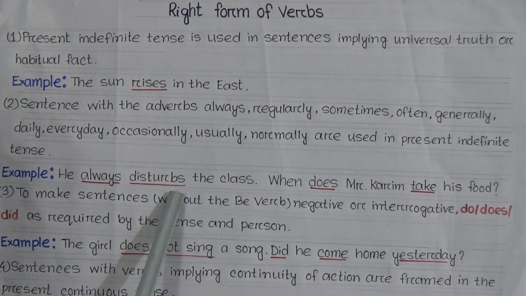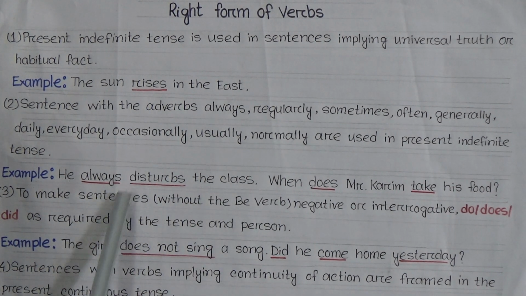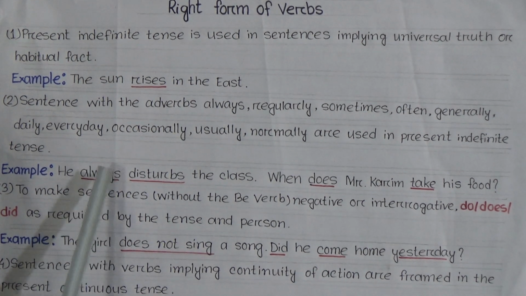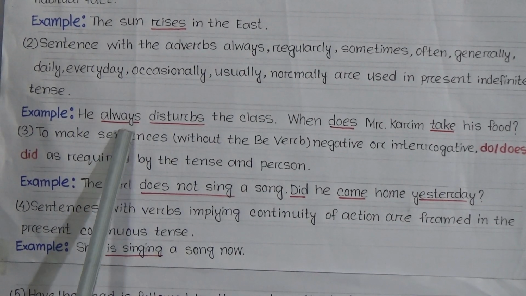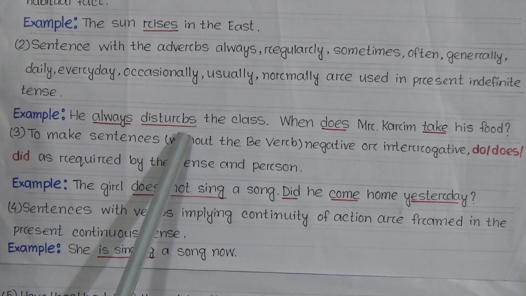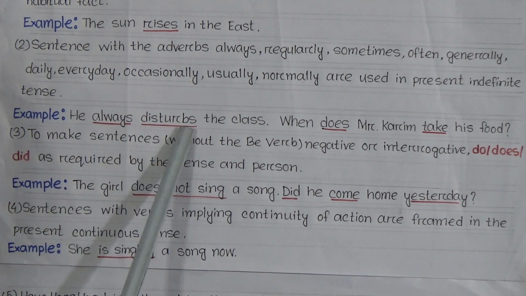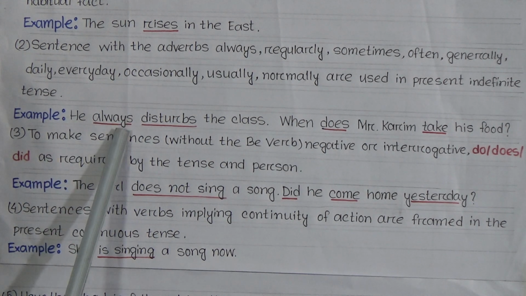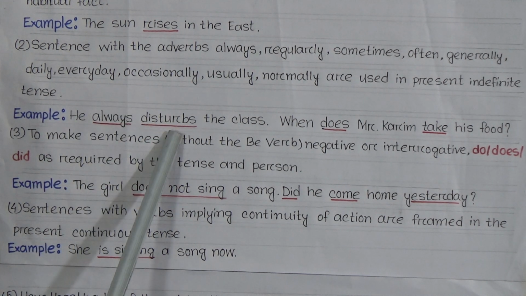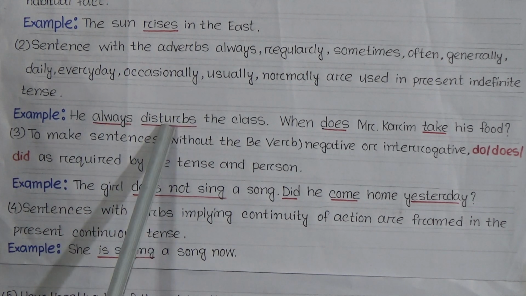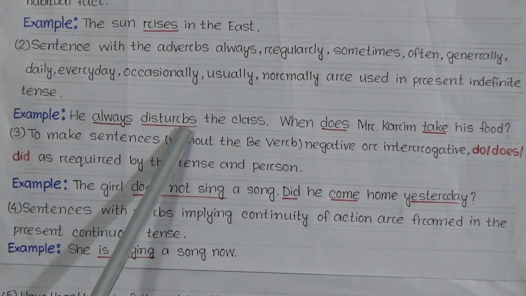He always disturbs the class. Students, can you get the word always? This is an adverb, and if you get these words in any sentence, then you have to definitely use present indefinite tense. He always disturbs the class. Look, he is third person singular number, and as we get the word always, we have to use present indefinite tense. So the subject is third person singular number. We have added s with the verb disturb to make it present indefinite tense.